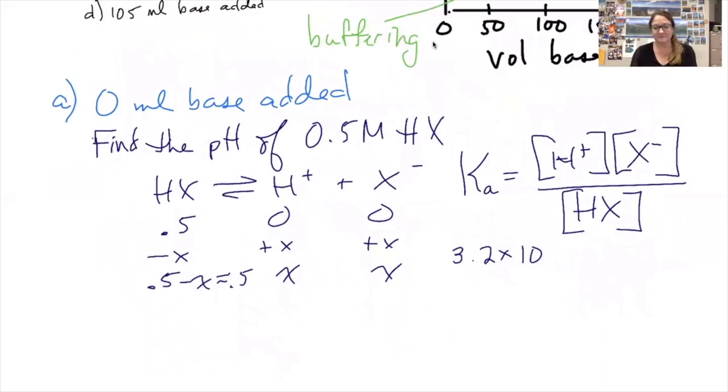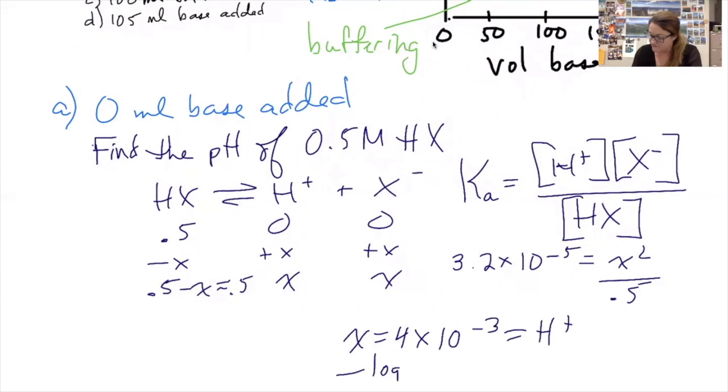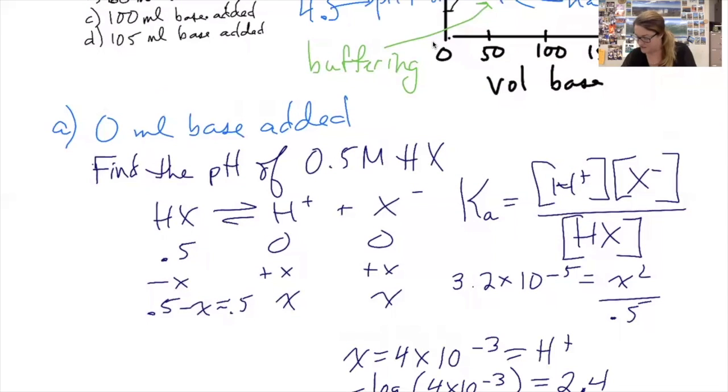Solving for X, 3.2 times 10 to the negative fifth times 0.5, square root my answer, and I get X to be 4 times 10 to the negative third. That is my H+ concentration, so I'll take the negative log of it to get the pH. So my starting point on this curve would be at a pH of 2.4.